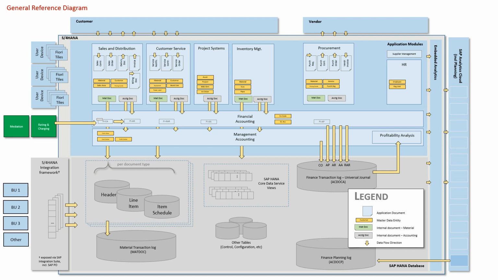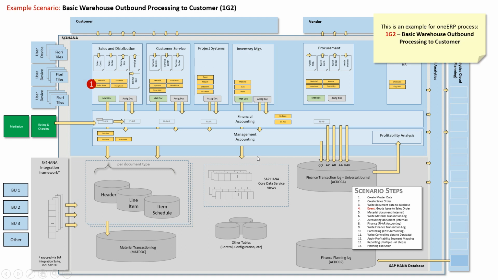This session will now talk about a particular process scenario, and specifically it's the SAP Best Practice 1G2 process with a label Basic Warehouse Outbound Processing to Customer. The idea behind this is the process of issuing stock from our inventory to a sales order and fulfilling that obligation under the sales order.